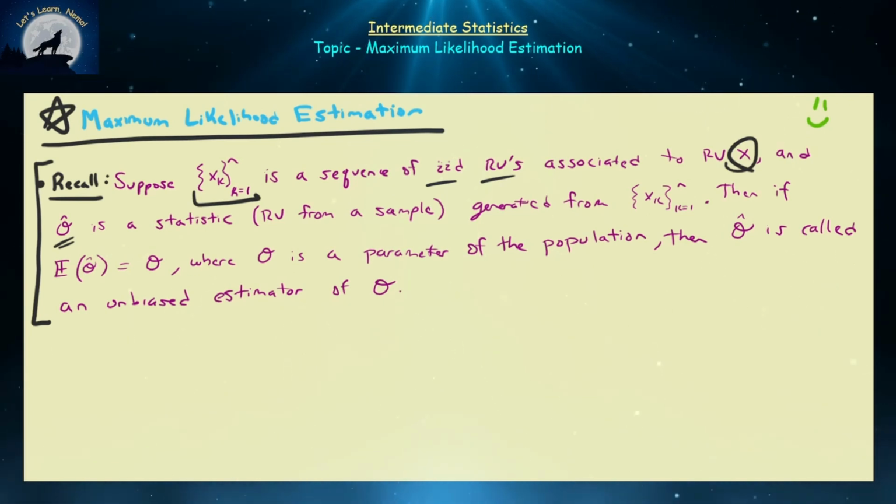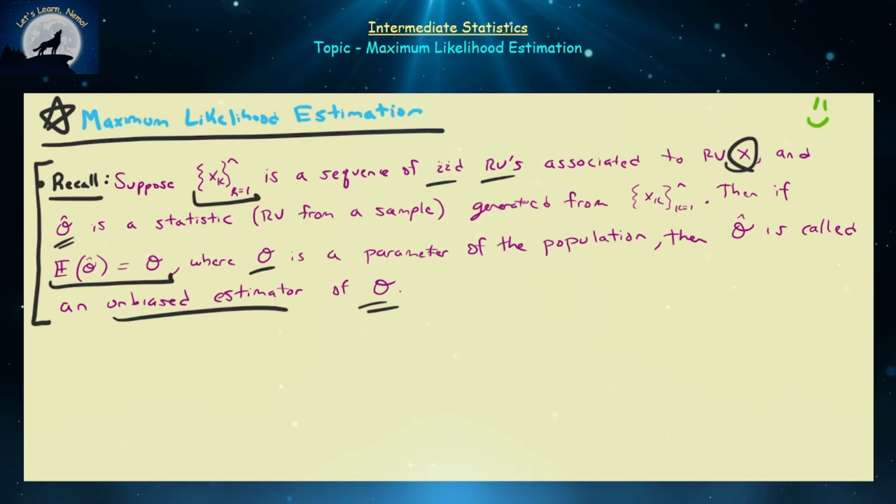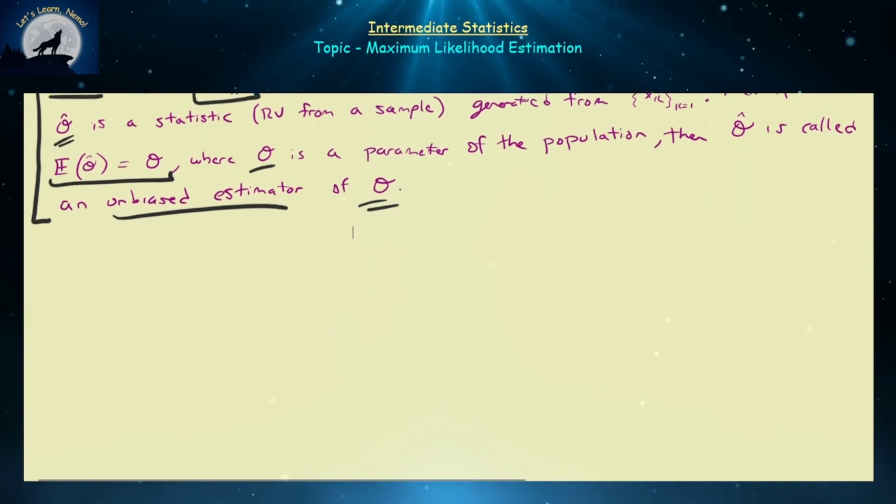So if theta, without the hat, is a parameter of the population, then we say that if and only if the expectation of that random variable theta hat is equal to that parameter theta, then theta hat is an unbiased estimator of that parameter theta. To guide us on our little exploration of how to find a suitable theta hat for parameter theta, I want to use a particular distribution to guide us.